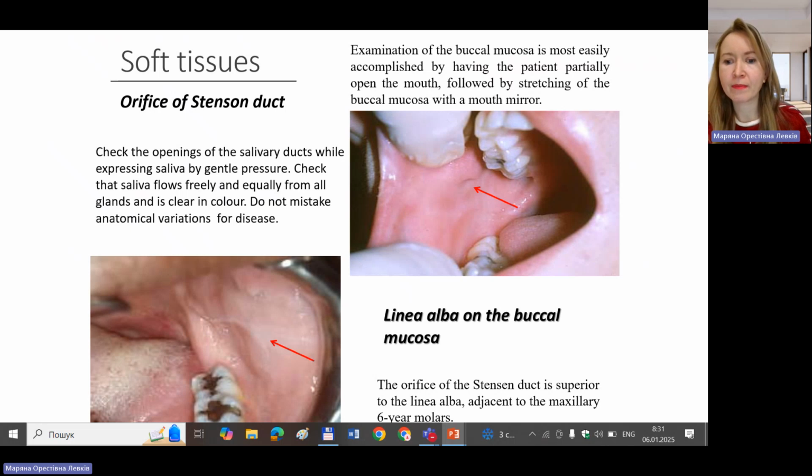Linea alba on the buccal mucosa actually comes very close to the same anatomical place where the projection of Stenson duct is.